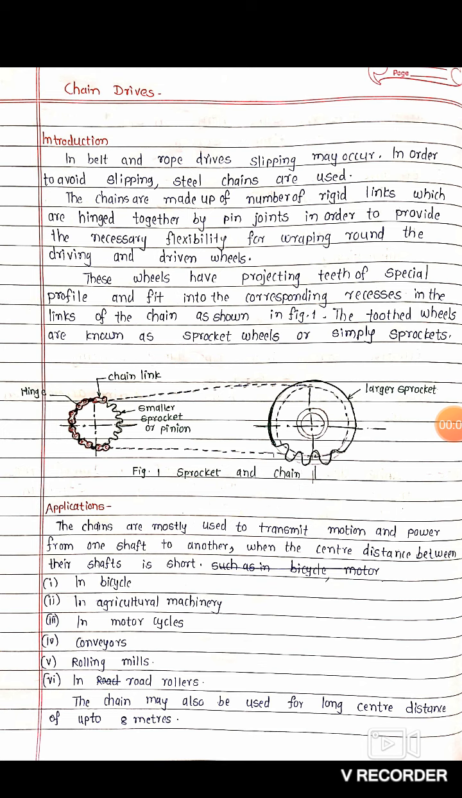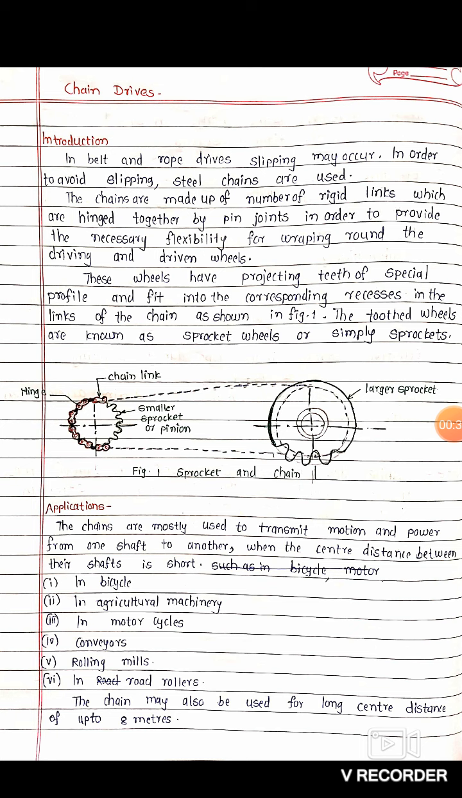In today's discussion, we see the topics as introduction of chain drives, applications of chain drives, advantages and disadvantages of chain drives, then some technical terms, that is pitch of chain, then pitch circle diameter of chain sprocket, and the relation between pitch of chain and pitch circle diameter of chain sprocket. So today we learn these topics.